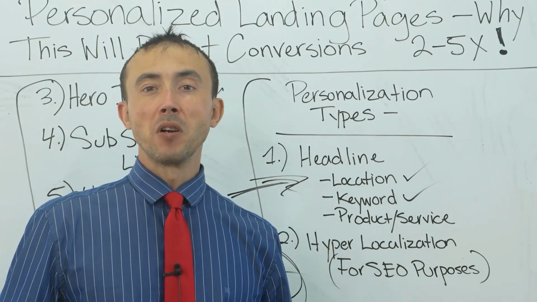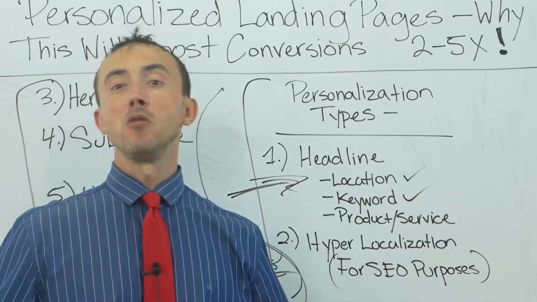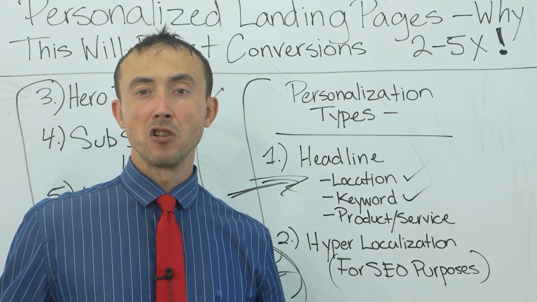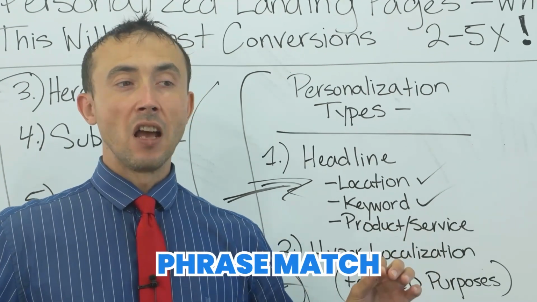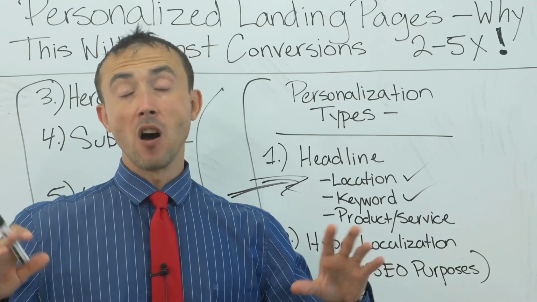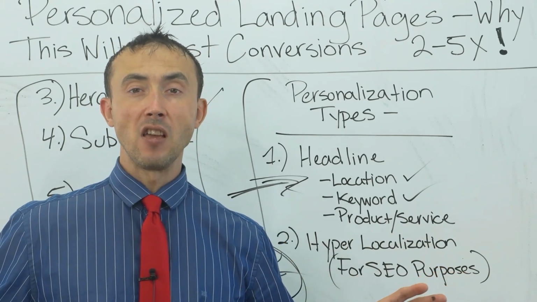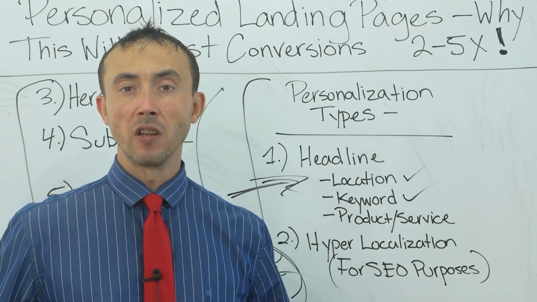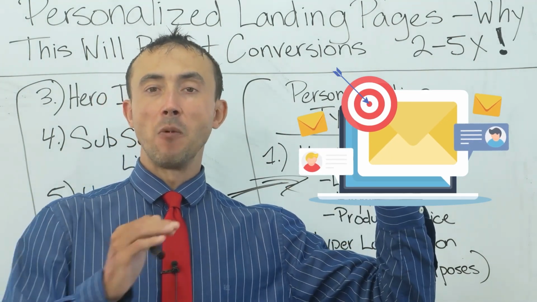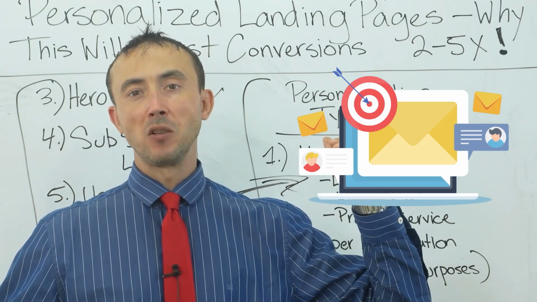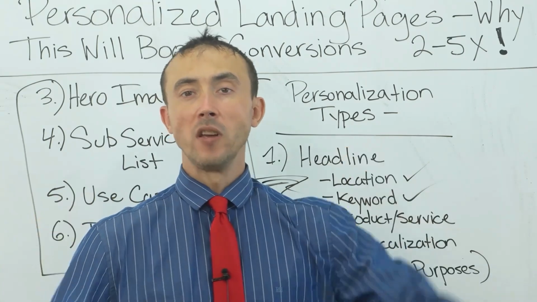If you really want personalization to work, you can't target 10 or 20 keywords on broad match. You shouldn't be using broad match keywords anyway if you're running search campaigns. It should be exact match or at the very most phrase match, so that you can find the 500 different variants of keywords that people use to find a dentist locally, if you're a dentist, so that you can have a laser-targeted ad with that keyword in the headline. And when they click on that ad, you take them to a landing page with that headline matching the keyword, and that's always going to get you the most results.